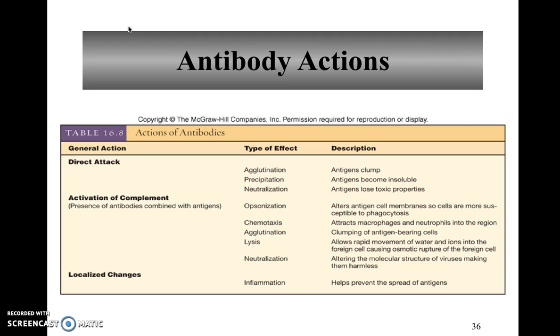And neutralization, again, in this case we're talking about viruses being neutralized, keeping them from being able to infect cells in our body. And finally, localized change is inflammation, and we talked about that. You have the 4 signs of inflammation: pain, redness, heat, and swelling. And inflammation, part of that is a walling off reaction, which helps slow down the spread of the pathogen, but also can speed up the repair process, speed up the reactions needed to help fight off the infection.